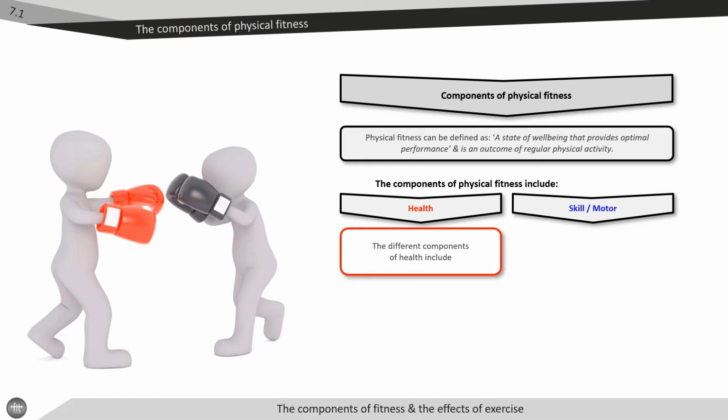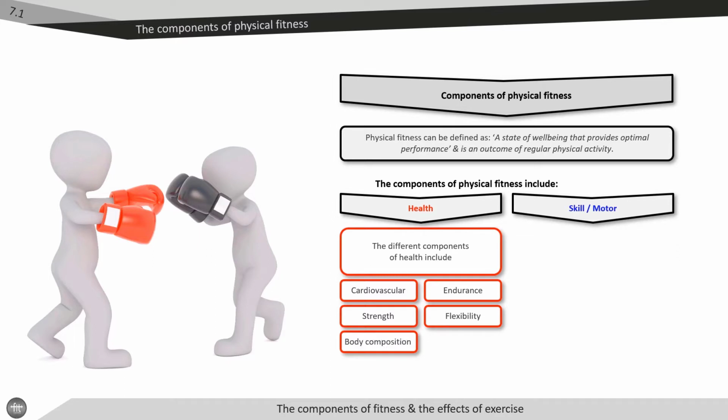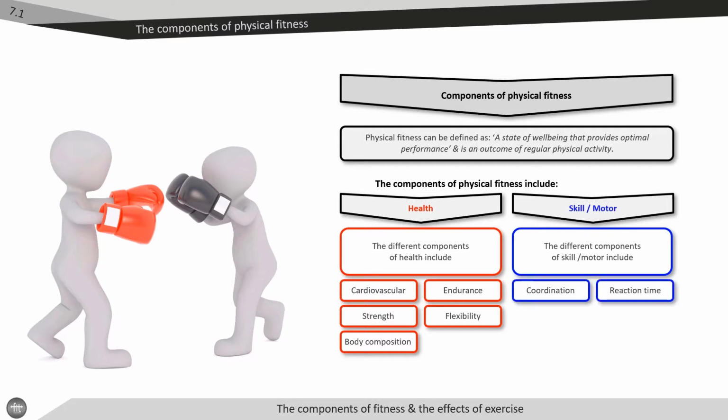The different components which make up health include cardiovascular fitness, muscular endurance, muscular strength, flexibility, and body composition. The different components which make up skill or motor-related fitness include coordination, reaction time, agility, power, balance, and speed. We will look at each of these different components of both health and skill or motor-related fitness in more detail now.